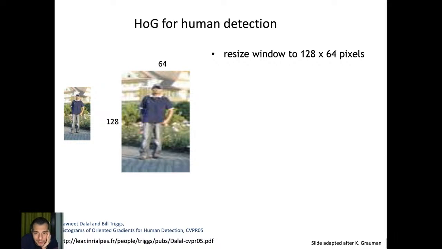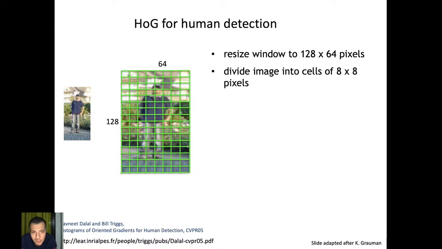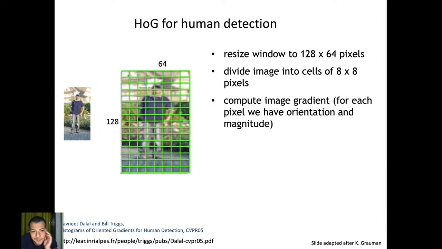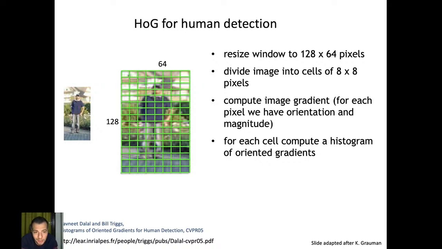So for each person, they use a window size of 128 by 64 pixels. So they use a fixed size to detect people. Then they divide this image into cells of 8 by 8 pixels, and then they compute image gradients for each pixel. They obtain the orientation and the magnitude. And then for each cell, they compute a histogram of the oriented gradient.